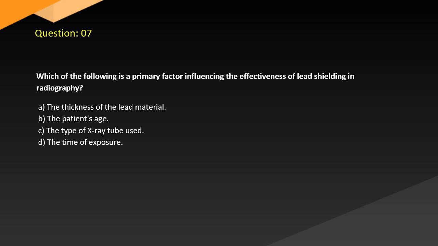Question 7. Which of the following is a primary factor influencing the effectiveness of lead shielding in radiography? A. The thickness of the lead material. B. The patient's age. C. The type of X-ray tube used. D. The time of exposure.